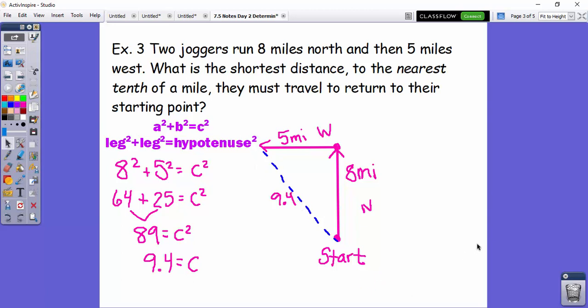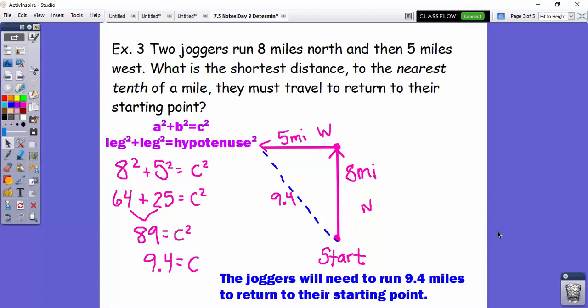So to answer the question, the joggers will need to run 9.4 miles to return to their starting point.